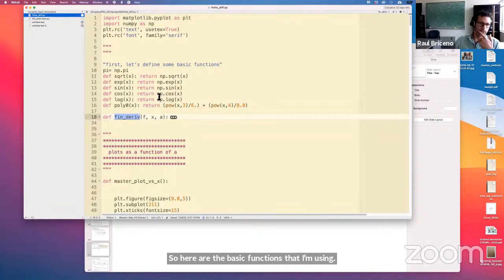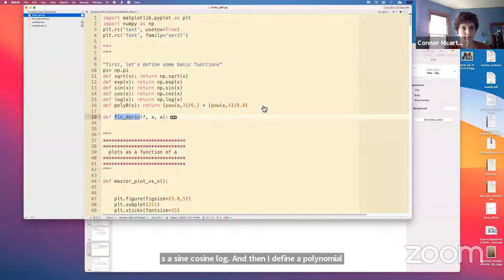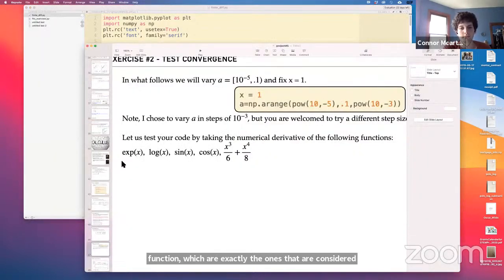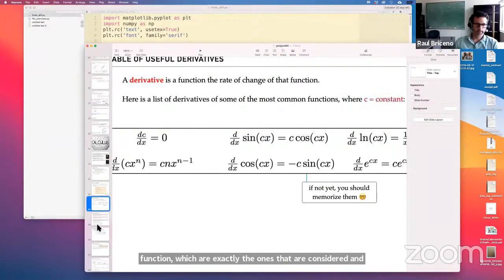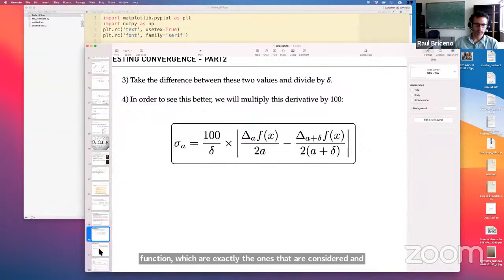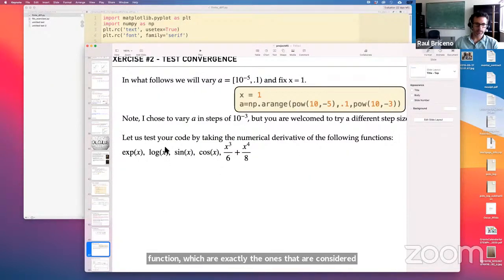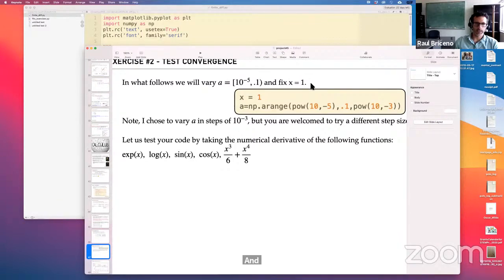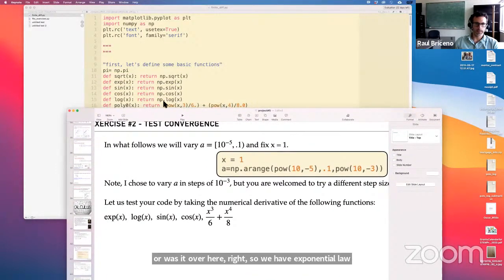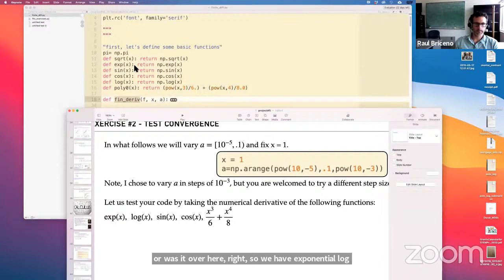Okay. So this is a square root function, this is an exponential, this is a sine, cosine, log, and then I define a polynomial function, which are exactly the ones that are considered over here, right? So we have exponential, log, sine, cosine. So there they are over here. I added also a square root function, but the polynomial is exactly the same one, okay?